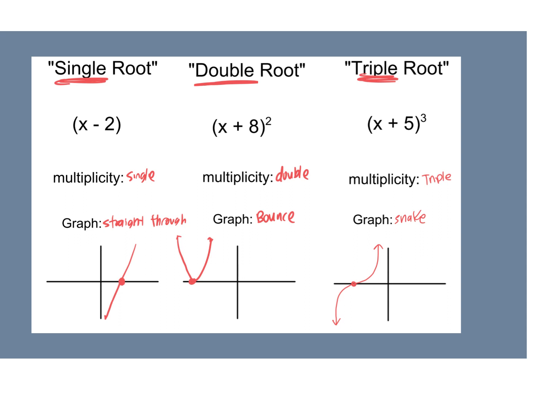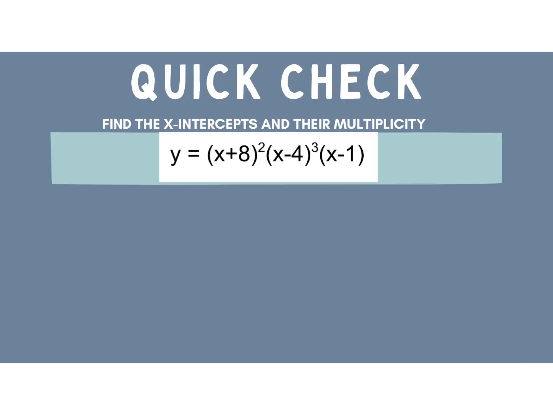Okay, so here's your quick check. It says find the x-intercepts and their multiplicities. Just a reminder, whenever you find the x-intercepts, you want to set each individual factor equal to 0. So I'm setting 0 equal to x plus 8 squared, 0 is equal to x minus 4 to the third, and 0 is equal to x minus 1. And I'm even going to put a first power there, okay?